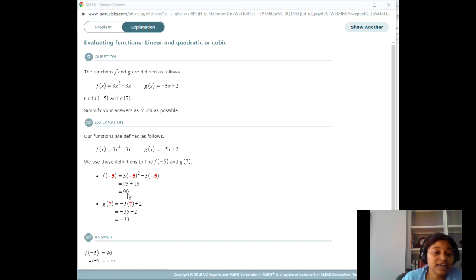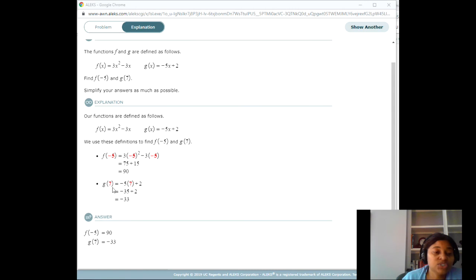And then for g, they did the same thing, and they replaced the x with the 7. So -5 times 7 gave them -35 plus 2. And then so they have a -35 plus 2 gives them a -33. And that's the answer. I think this is the last problem, so let me double check.